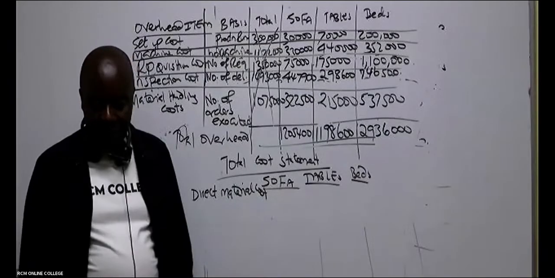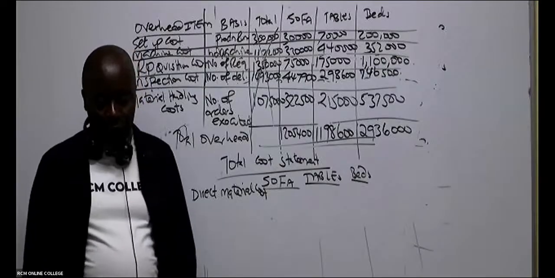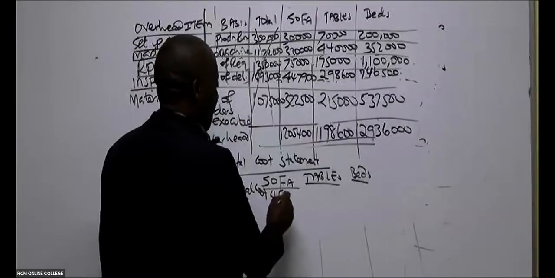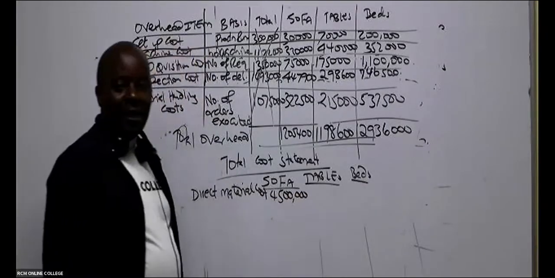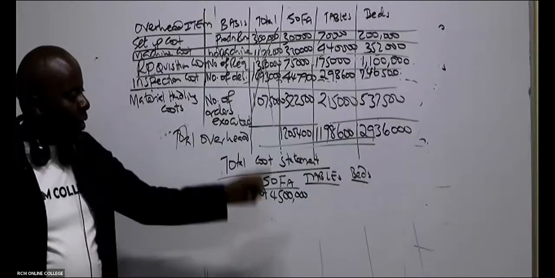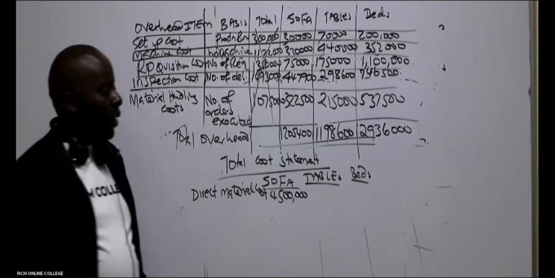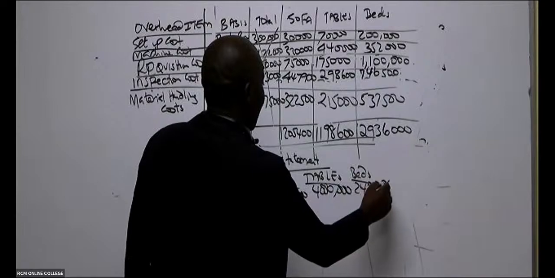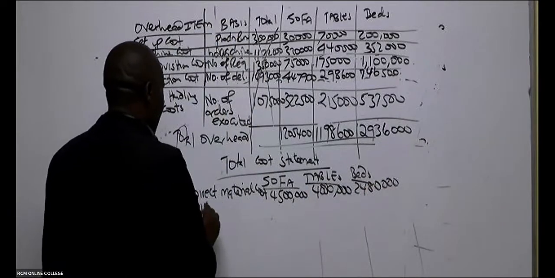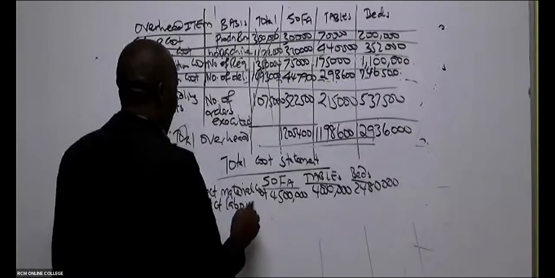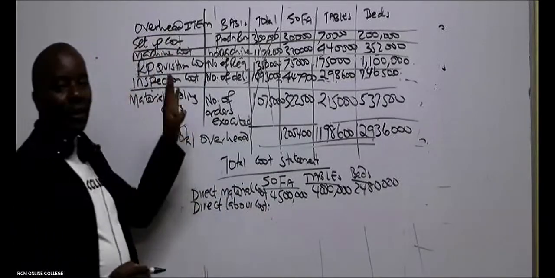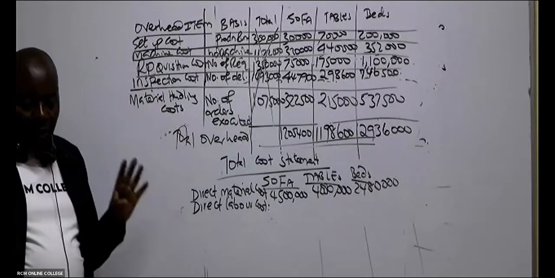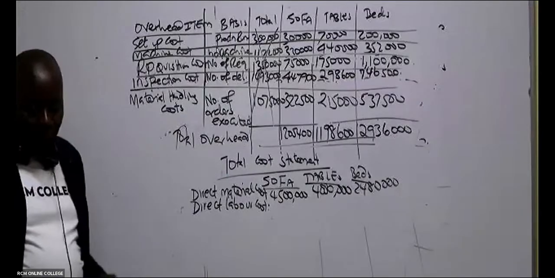So what do we have here for direct material cost? 4.5 million? Yes, it was 4.5 million. So please give me all the others. For tables, 4 million. 2,480,000. Then we have direct labor cost. We already did this using the other method, isn't it? Prime costs don't change between methods.